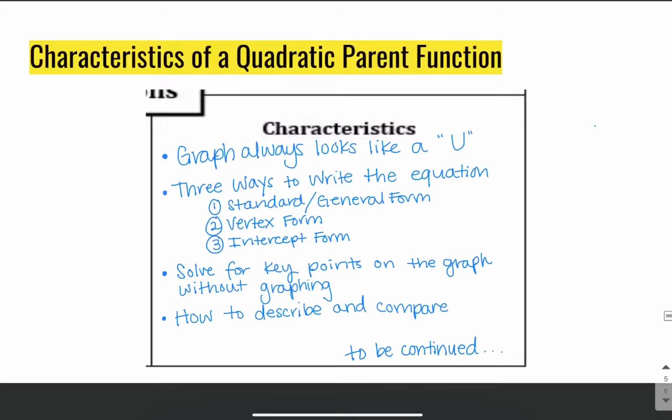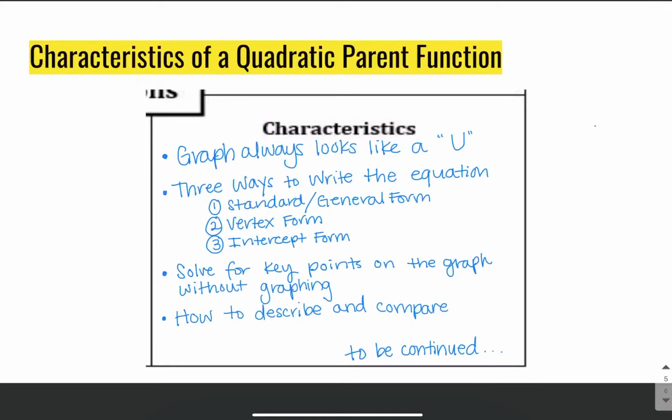So some characteristics that we need to keep in mind. We need to understand, again, that my shape will always look like a U. Now, we're going to talk about in the future that that U shape could be opening up or opening down. But for the parent function it is always opened up. It always looks like a U.